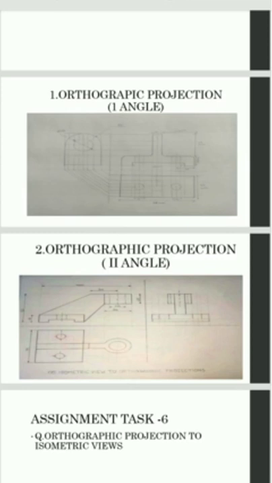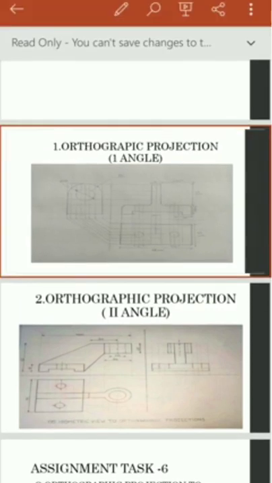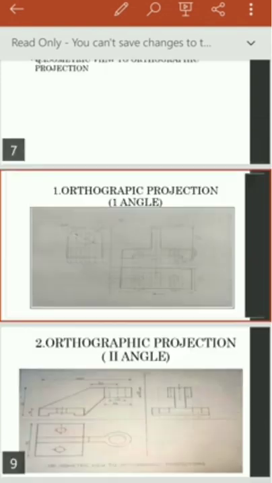In the first question, they will give a three-dimensional view in the question paper, and we consider first in the top view what we can see, and we draw that, and from the front view what we can see, we draw that, and from those we draw the side view, and we mark the dimensions. That's it.